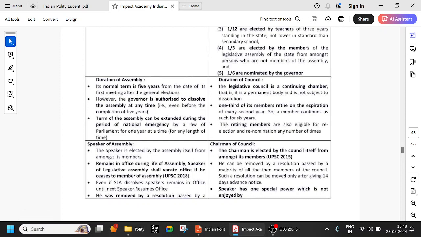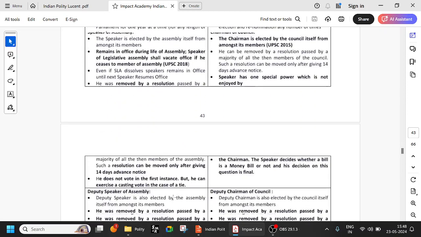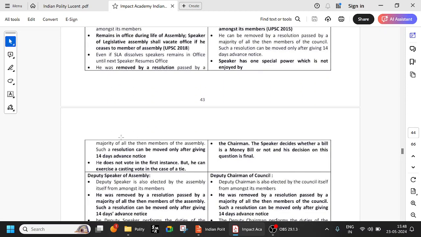So this you have to understand, just like the president. Even if the president's term is over, he continues until the next president takes over. The speaker can be removed by a resolution passed by a majority of all the members. Such a resolution can be moved only after giving 14 days of notice. This 14 days of notice we have seen for the Speaker of Parliament, also for the President, in every case. He does not vote in the first instance, but he can exercise a casting vote in case of a tie, just like the Speaker of the Parliament.